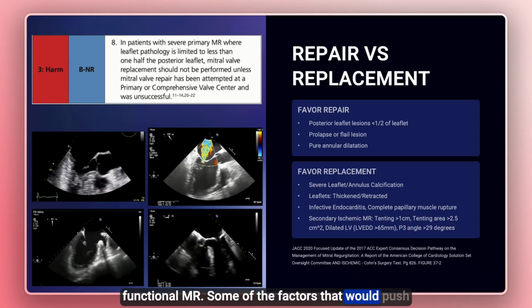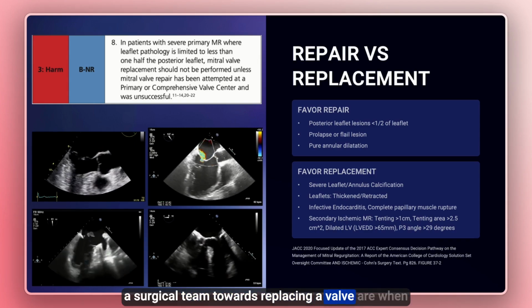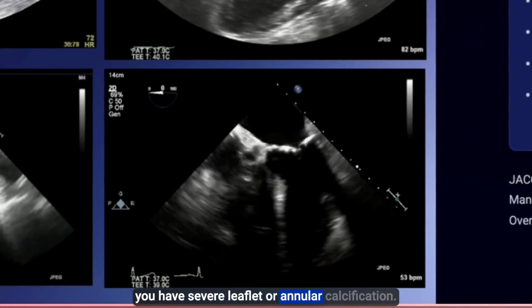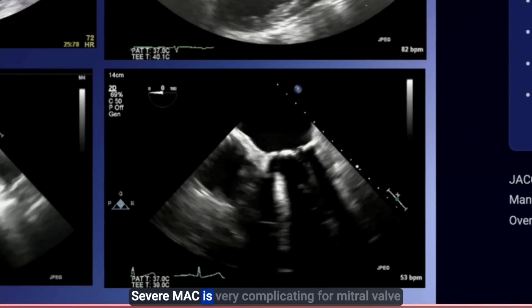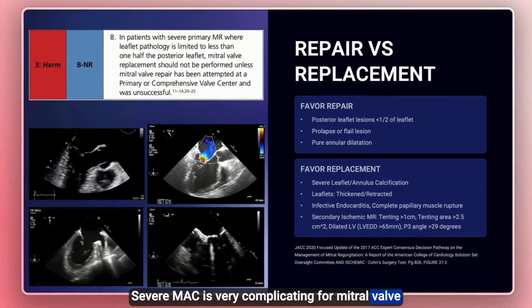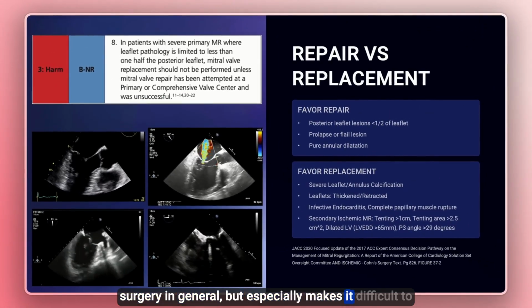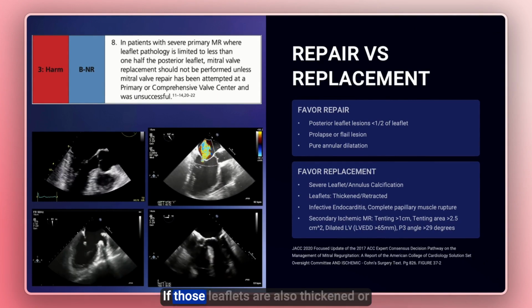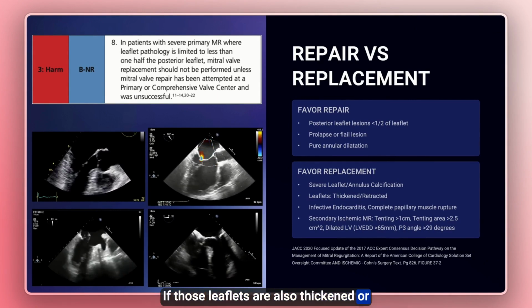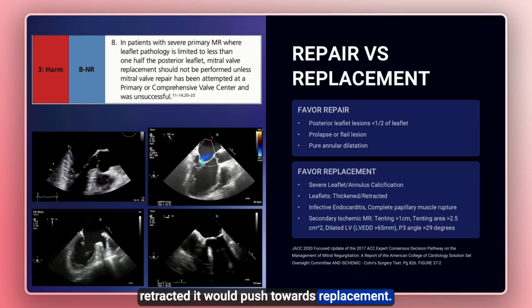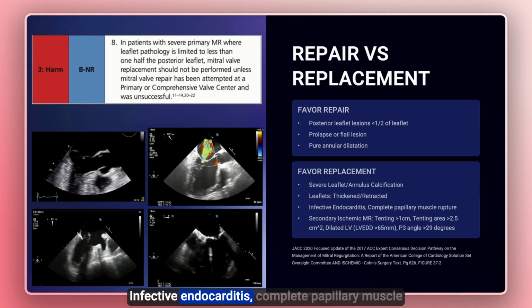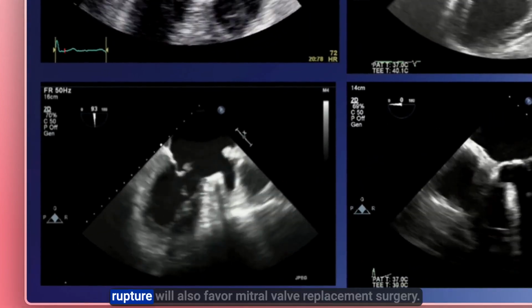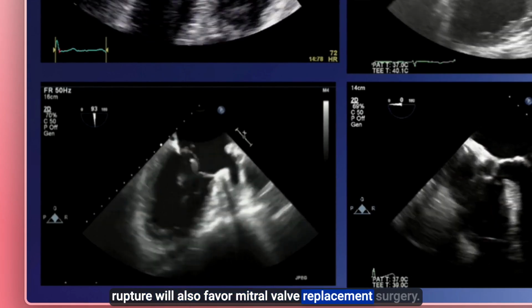Some of the factors that would push a surgical team towards replacing a valve are when you have severe leaflet or annular calcification. Severe MAC is very complicating for mitral valve surgery in general, but especially makes it difficult to perform a successful repair with poor quality leaflets. If those leaflets are also thickened or retracted, it would push towards replacement. Infective endocarditis, complete papillary muscle rupture will also favor mitral valve replacement surgery.